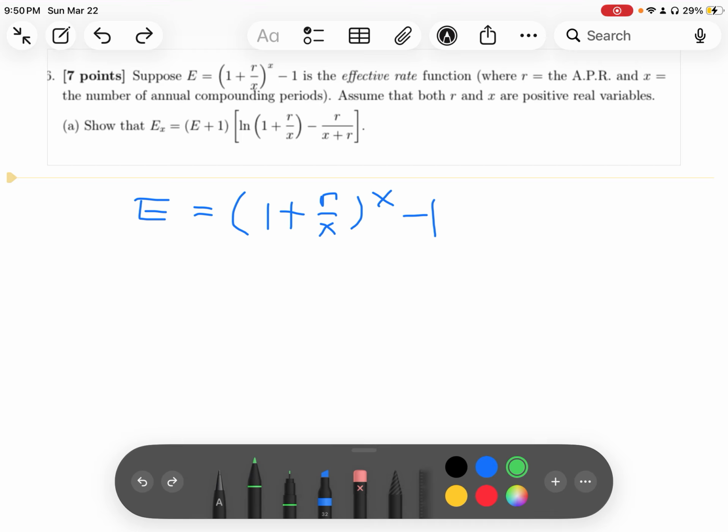Whenever you see an x in the exponent and an x in the bottom part, in the base, most likely you're going to have to take the ln of both sides. Before we take the ln of both sides, we're going to move this 1 to the other side. So we have e plus 1 equals (1 plus r over x) to the power of x, right? What I did was add 1 to both sides.